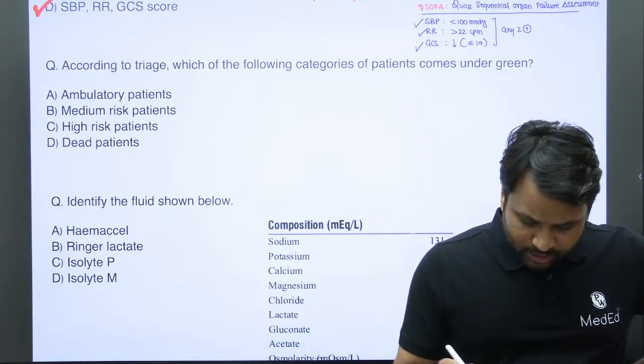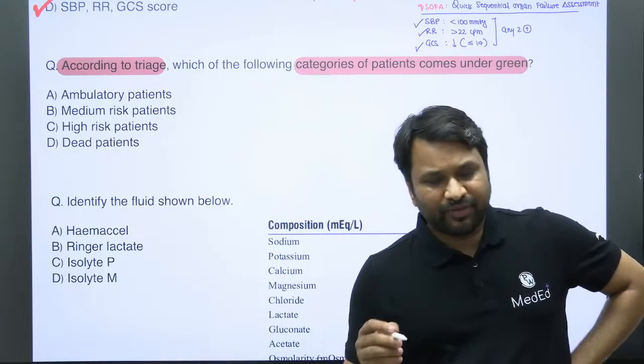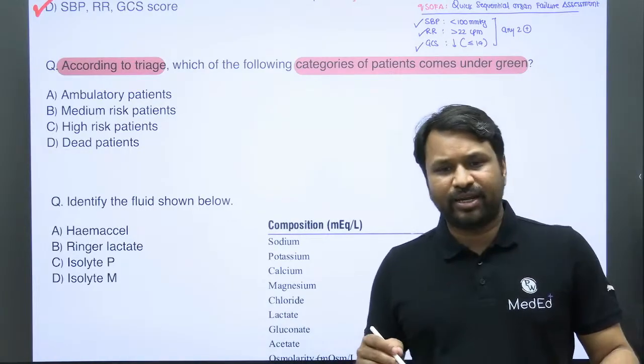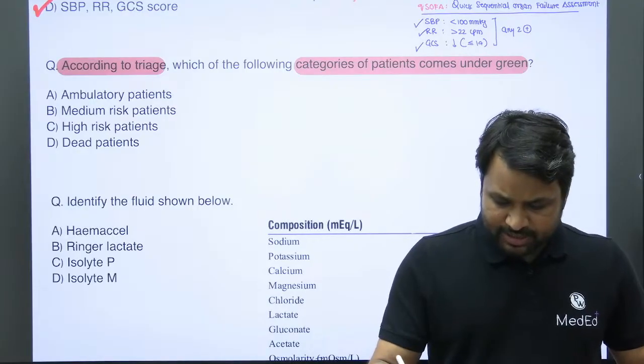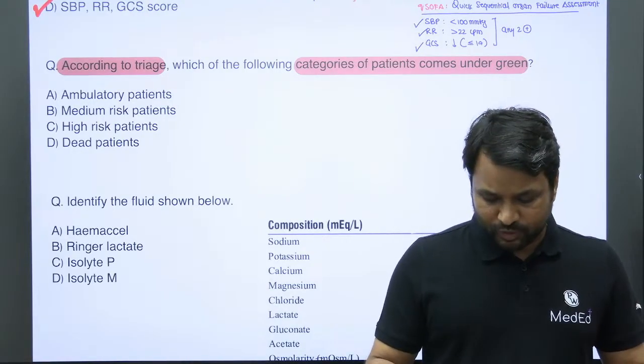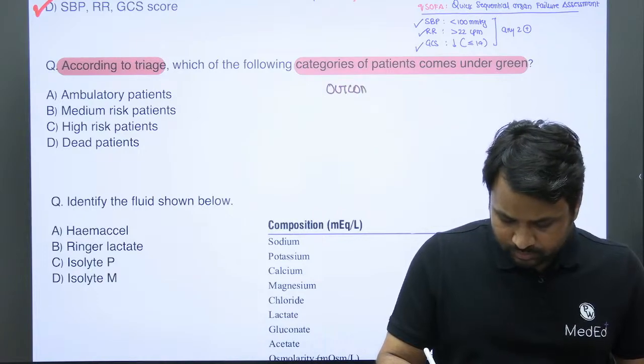According to the triage, which of the following category of the patients comes under green? But when you talk about triage, I think everybody knows a couple of important questions that is asked on the triage. The triage is done on the basis of the criteria for doing a triage. It is on the basis of the outcome when compared to severity.